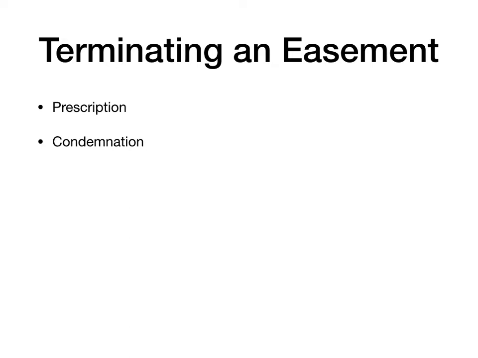So if there is a condemnation of the servient land, and that means the government takes the private property, then that condemnation also terminates the easement. All right. So any condemnation of a servient land terminates the easement.